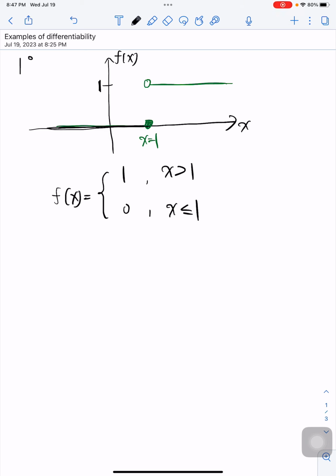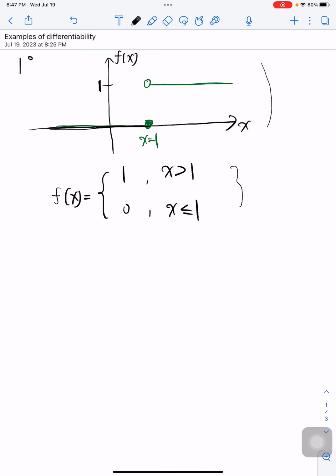Alright, so this is the quick check of your understanding about differentiability. We will walk through two examples to check your understanding. The first one is called a step function. This function is defined piecewise: if x is greater than 1, then f of x equals 1; if x is less than or equal to 1, then f of x equals 0. So we have the algebraic definition here and the graphical illustration.